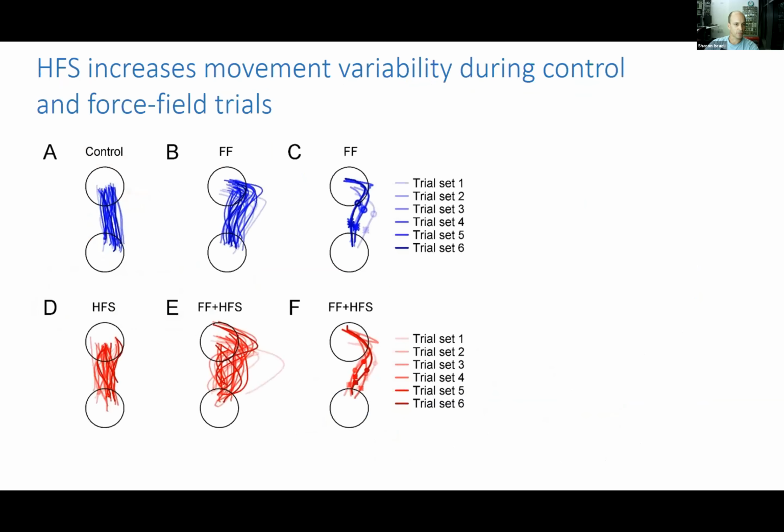Studying the effect of HFS on motor behavior, we were able to replicate our previous findings. As shown in this example, HFS increased movement variability even when no force field was applied. This effect, however, was more pronounced with force field. Dividing the adaptation sequence into bins of 5 trials emphasizes the impaired capacity to converge to the straight line with HFS compared to normal adaptation.